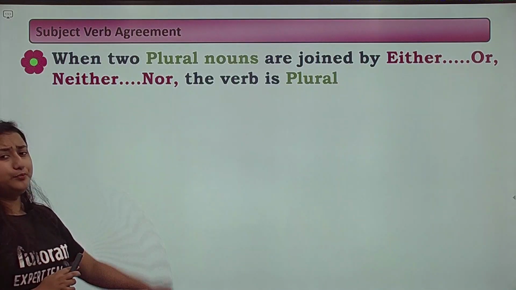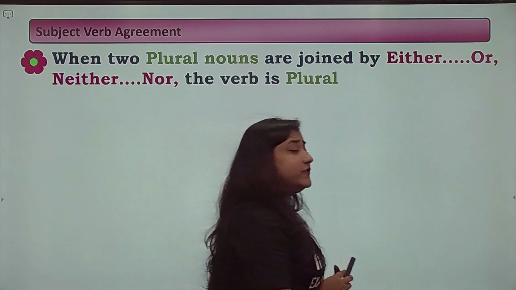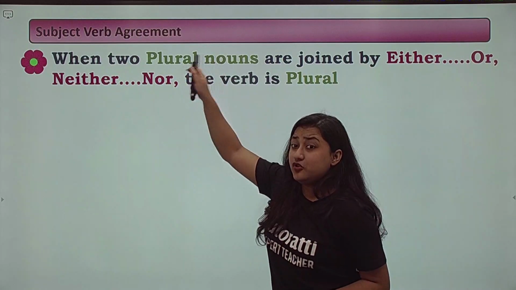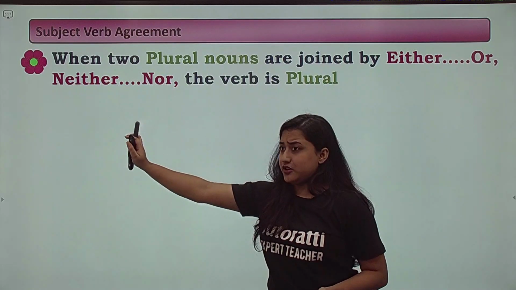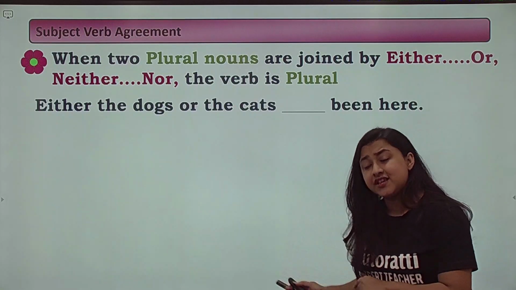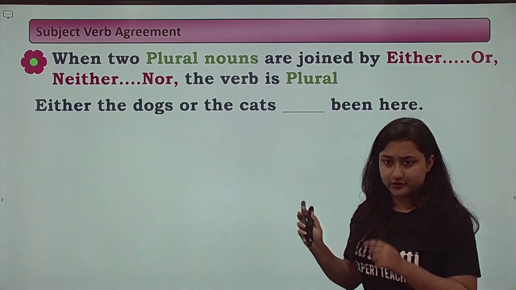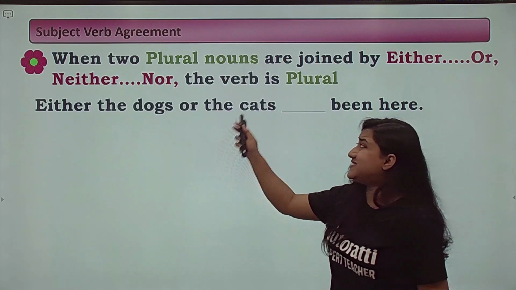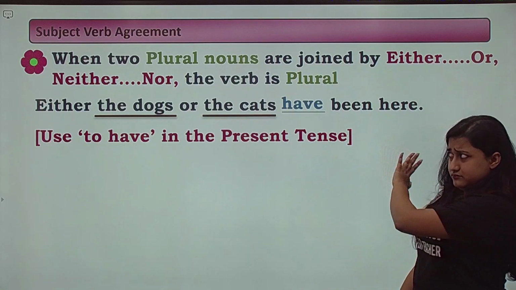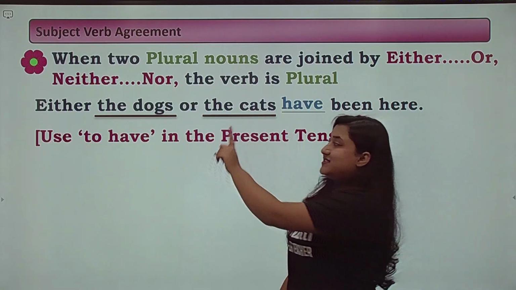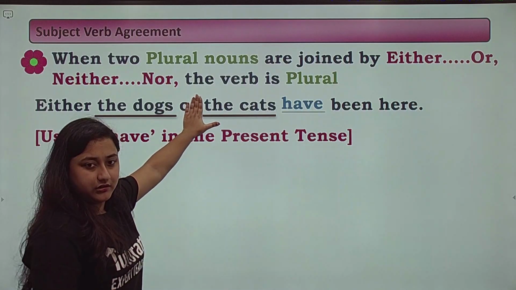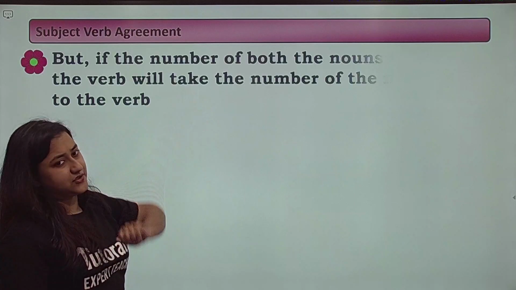When two plural nouns are joined by either or, neither nor, the verb is plural. As in the previous one, we saw that when two singular nouns were joined, the verb was singular. When two plural nouns are joined, the verb is plural. Let's see, either the dogs or the cats have been here. Alright, why? Because cats is plural. As I told you, a better way to remember is, don't read the first part of the sentence when it is carrying either or, just read from here. The cats have been here, just write have. Alright, next one.